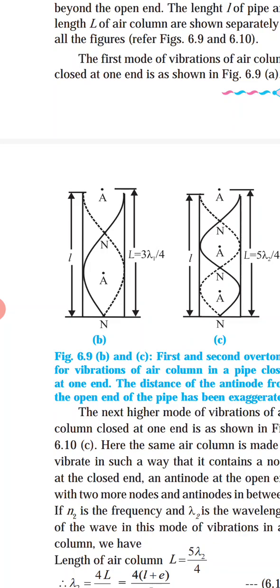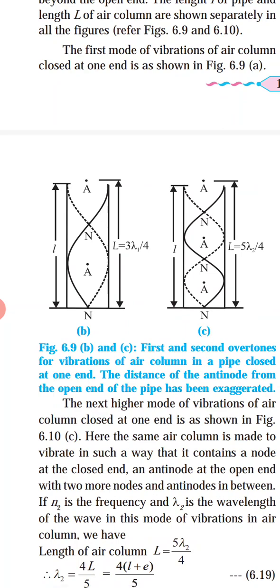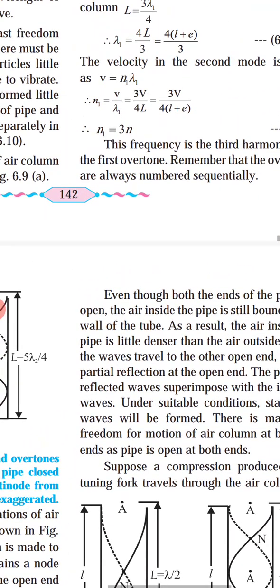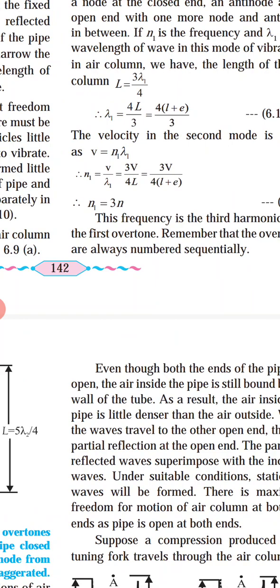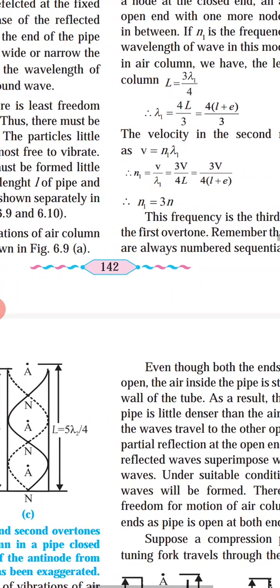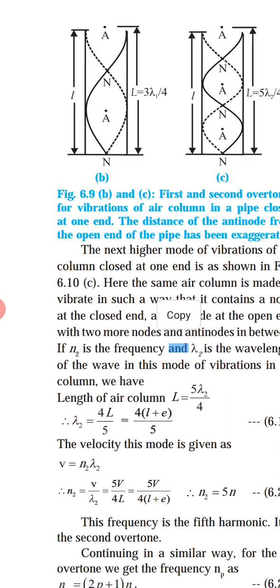So if n1 is the frequency and lambda 1 is the wavelength of wave in this mode of vibration in air column, then we have the length of air column L equal to 3 lambda 1 by 4. So why is it? Because this one complete loop is your lambda and this is 1/4, so it will be 3 lambda 1 by 4. Which you can see here also about vibration of that air column.